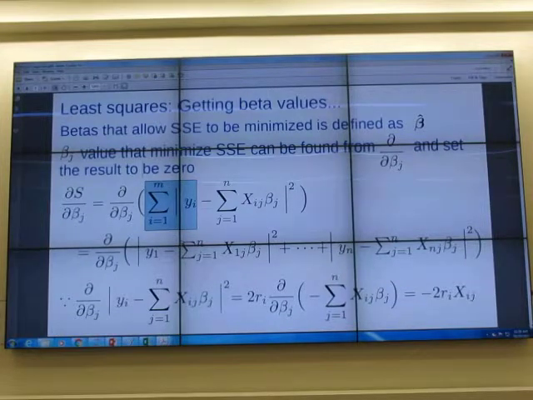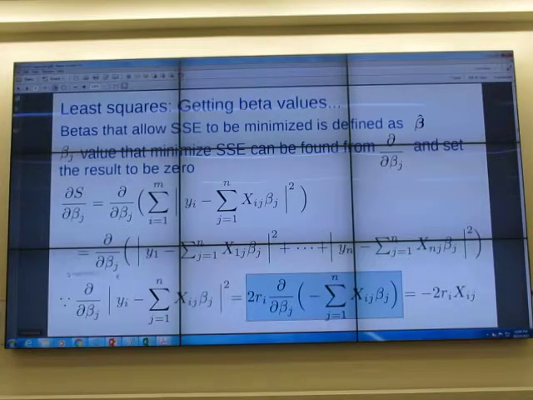Okay? Where should it be gone? Can you help me with that? How do I get from this line to this line? So basically, i equals to 1. Okay. Since d by d beta j of just that term, of just one term, equal to that. Do you agree?